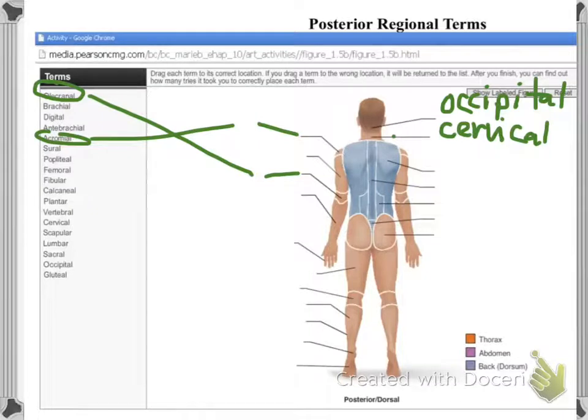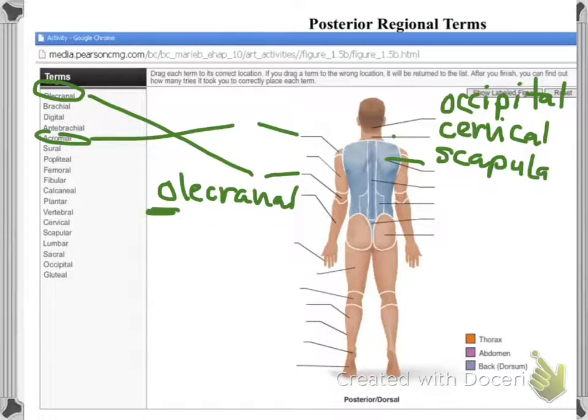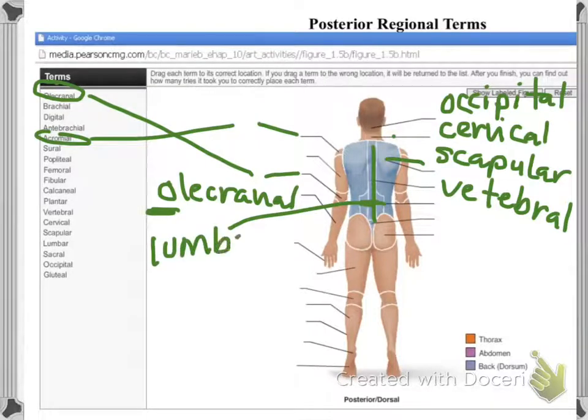Olecranal. Remember I told you how to remember that one? When you hit the back of your arm, which is not your weenus, okay, you might say ouch or oh because it hurts. Over here, it's your scapular region on your shoulder blade or your scapula. Right here, we're dealing with the vertebral region, where your vertebrae are. This middle part of your back is the lumbar region. Those are your lumbar vertebrae.